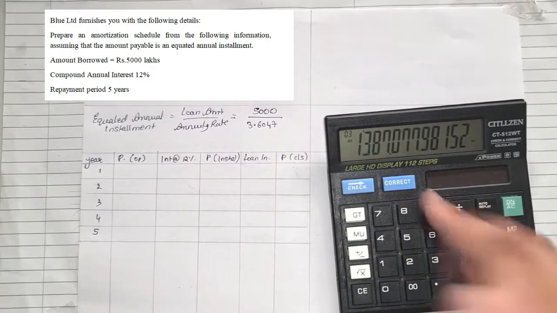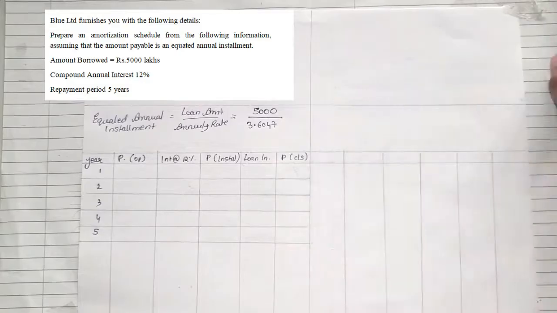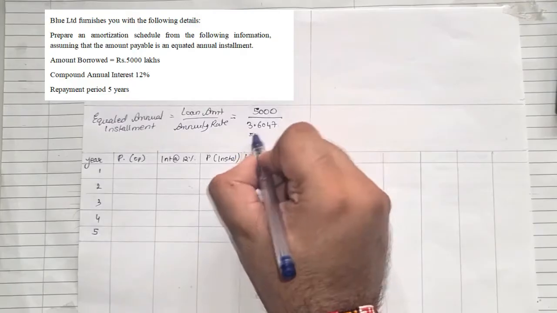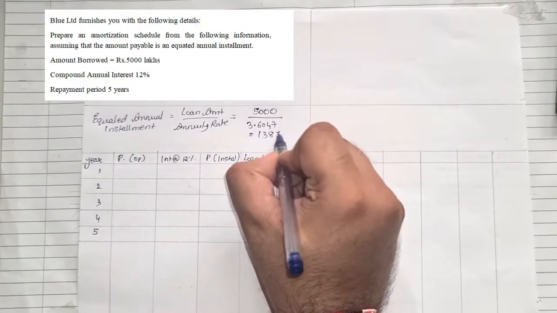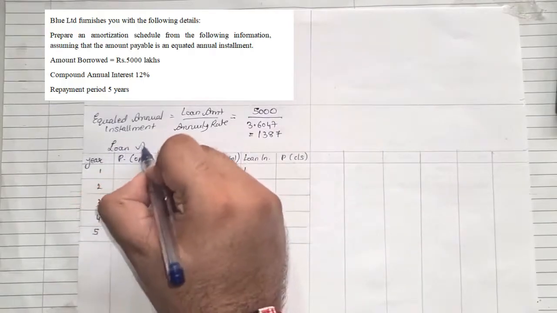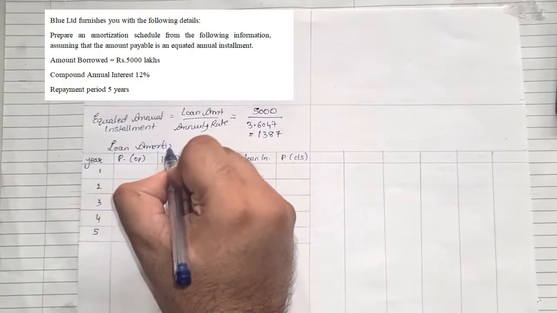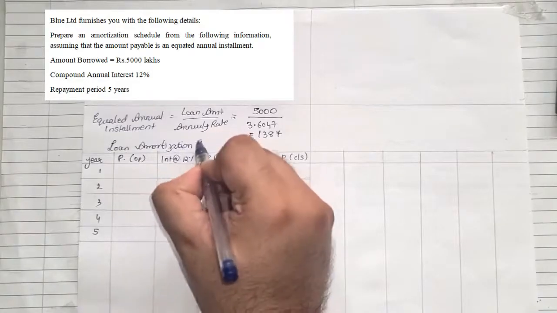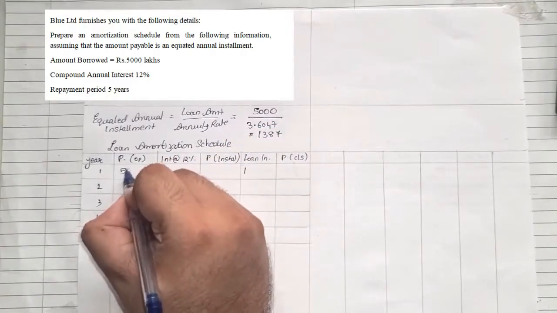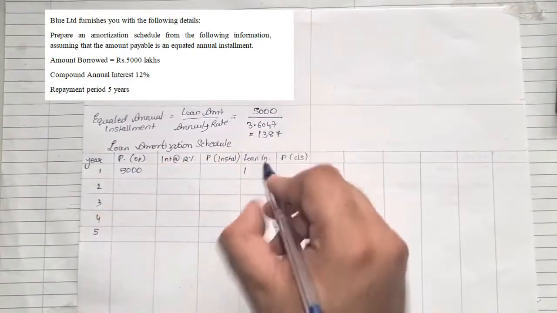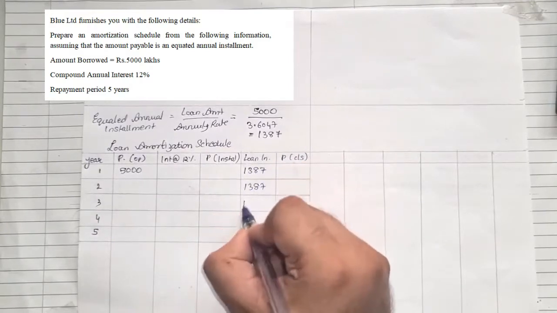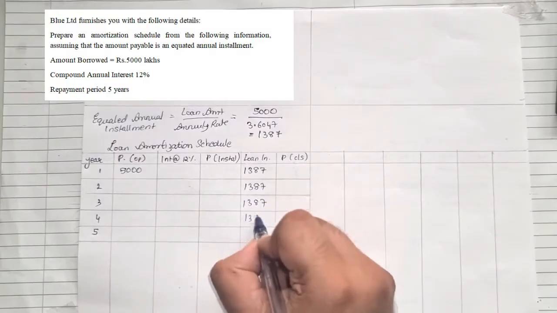1387.138, I'll take it as 1387 here. So the loan installment will be 1387. Okay, so let us start with the loan amortization schedule. The opening balance is 5,000. Now the loan installment is 1387, so I'll write 1387 in all the cases.